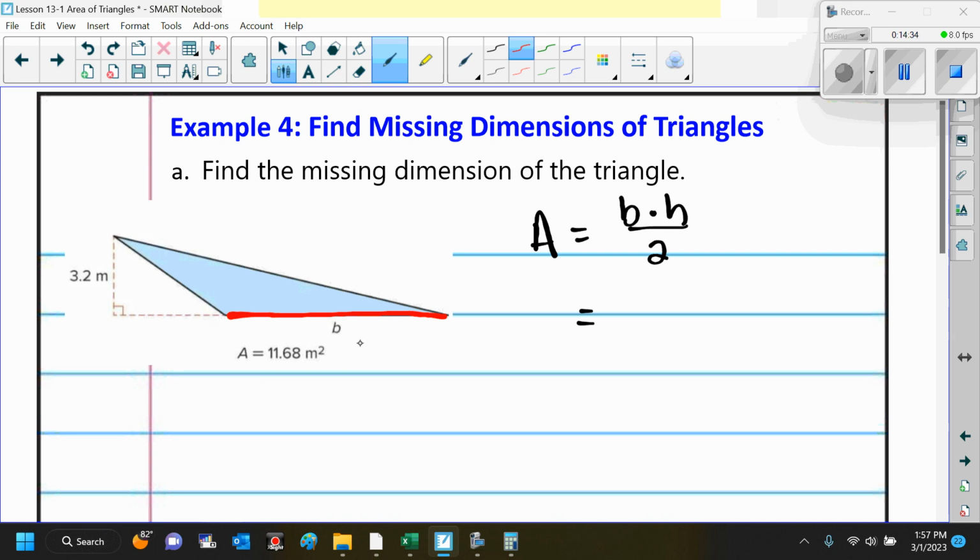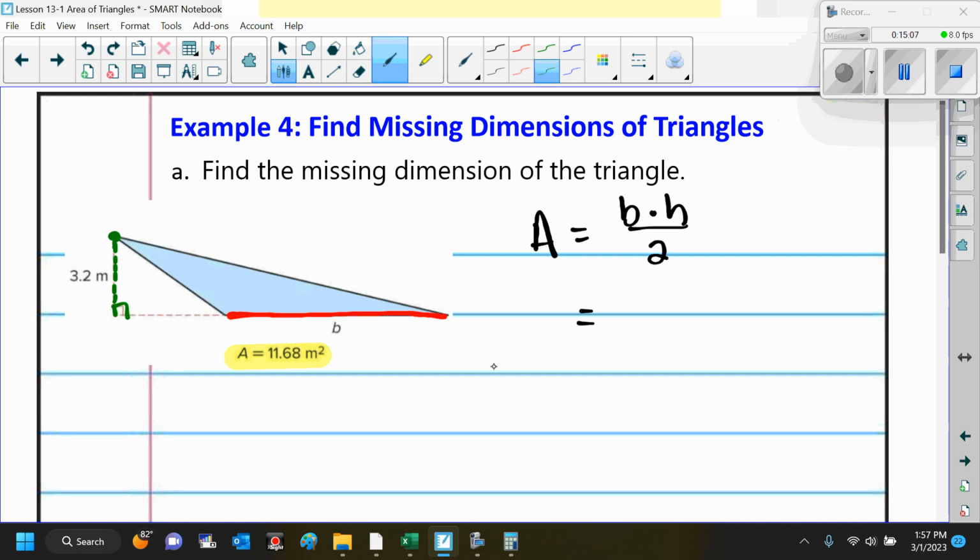So the base is what we're looking for. The area is 11.68 meters squared, okay? The height, remember the height drops down to a right angle from a vertex. So here's my vertex, drops down to a right angle to the opposite base. So this base is over here, and the right angle would be right there. So the height is 3.2 meters.